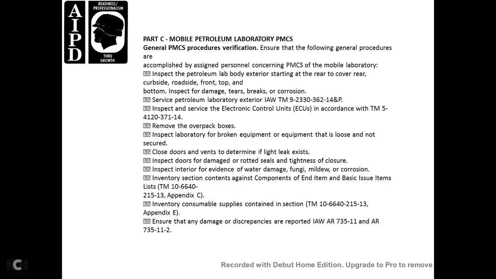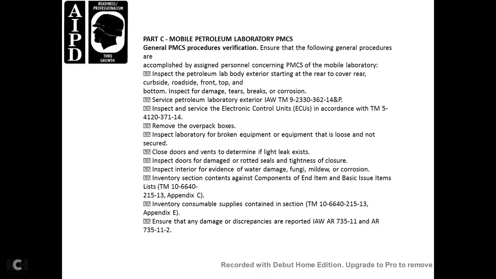top, and the bottom. Inspect for damaged chairs and brakes and corrosion. Service the petroleum laboratory exterior IAW TM 9-23-30-36-362-14&P. Inspect the surface electronic control units in accordance with technical manual 541 20 37 14. Remove the overpack box. Then inspect the laboratory for broken equipment, and for anything loose or not secured. Close the doors and vents to determine if leaks exist.